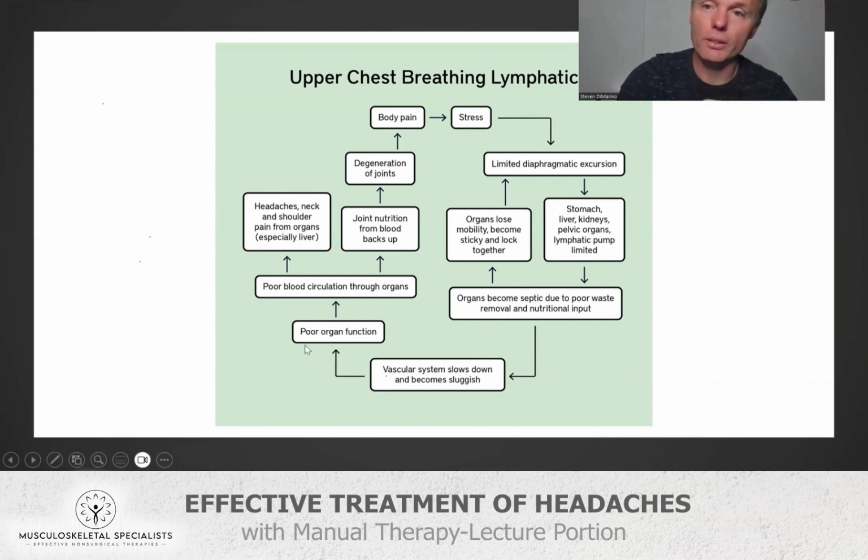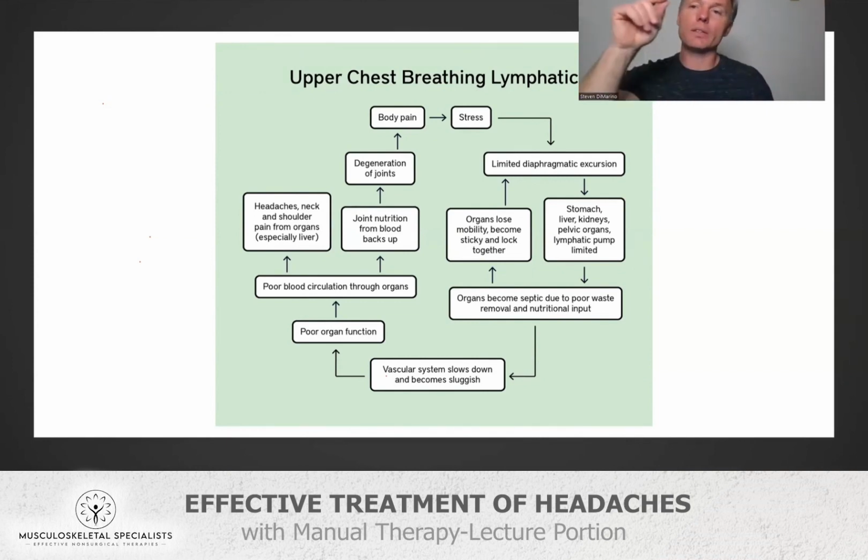Poor organ function. Well, now you're looking at your organs don't work. That's just bad all around. Poor circulation through the organs. Headaches, neck and shoulder pain from the organs. And if you get migraine headaches and it's not vascular here, the next thing you look at is the liver. And if it's not the liver, then you start looking at vascularization through the heart. But it's the liver, mostly.